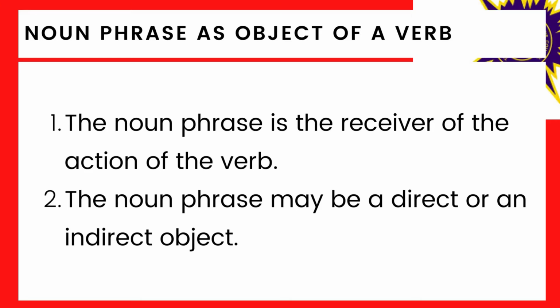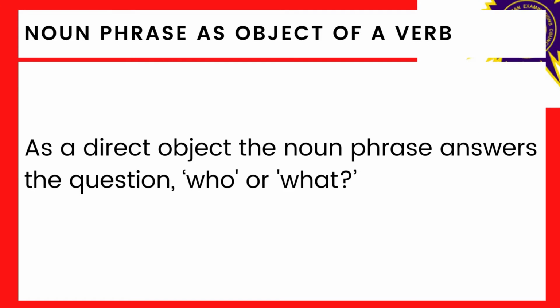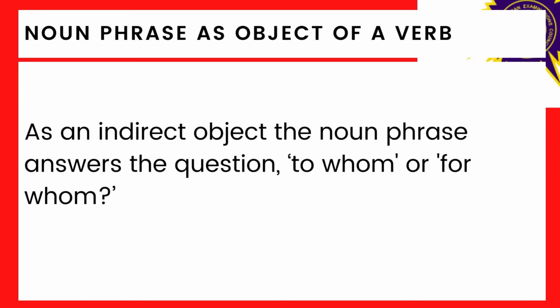That noun phrase may be a direct or indirect object. As a direct object, the noun phrase answers the question who or what. And as an indirect object, the noun phrase answers the question to whom or for whom. Again, some examples to clarify these.